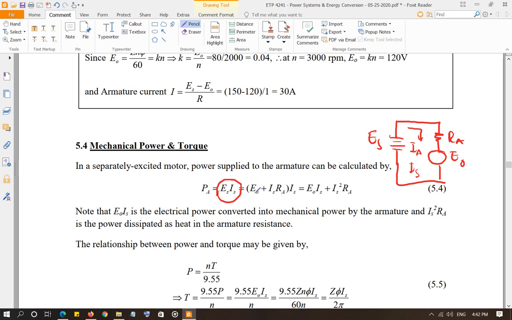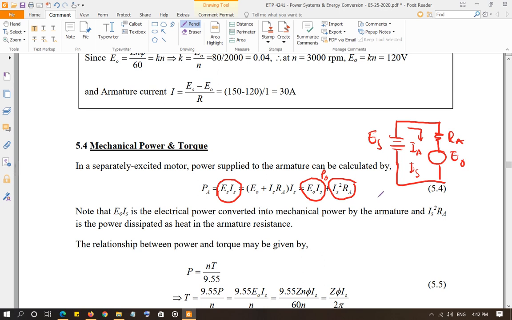So when you multiply that by IS, you get E naught IS plus IS squared RA. This is the output power, which is the mechanical power. Remember, a motor converts electrical power into mechanical power, and this is the power loss in the armature. So basically it converts into heat.